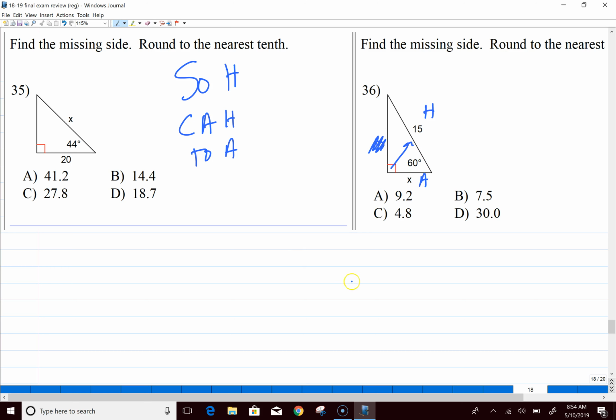A and H is cos. So I'm using cos again in this question. They're not all going to be cos. So cos of 60 degrees is equal to A divided by H. A is X, and then H is 15. If X is on top, you multiply. If X is on the bottom, you divide. Write that down. So X is on top, multiplying. 15 times cos 60 degrees in the calculator. 15 times cos 60 is 7.5.